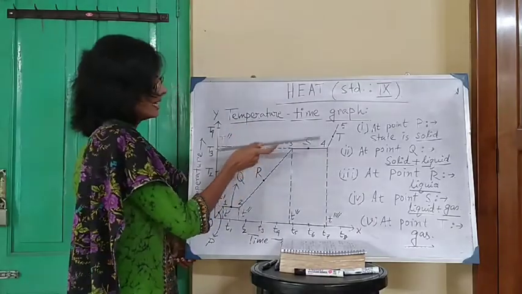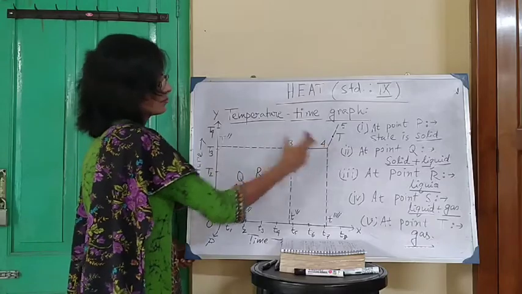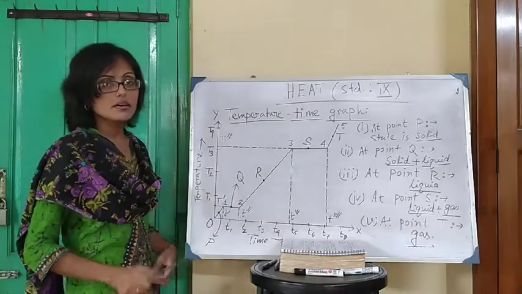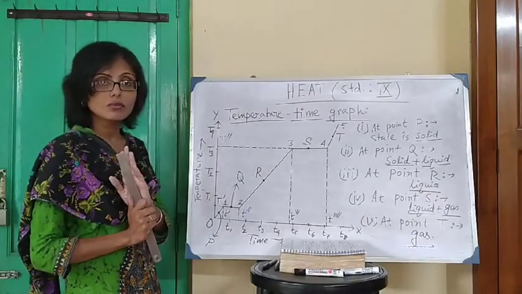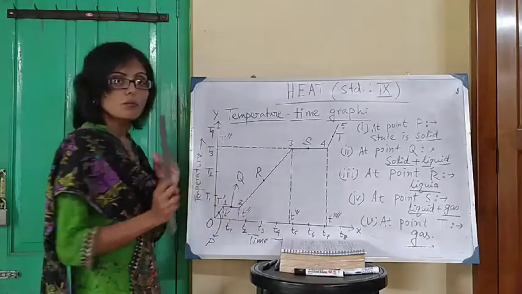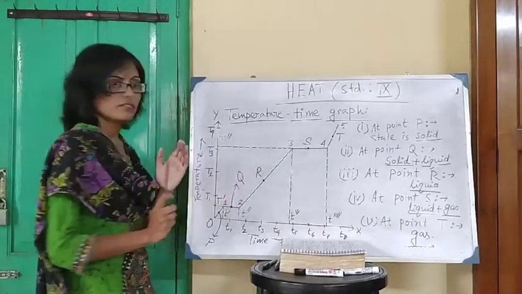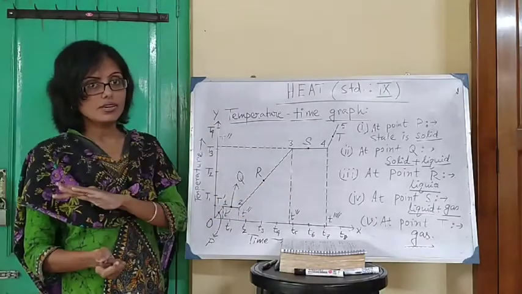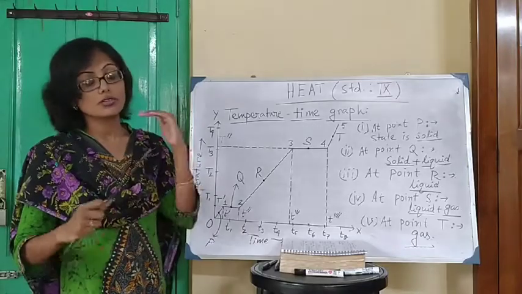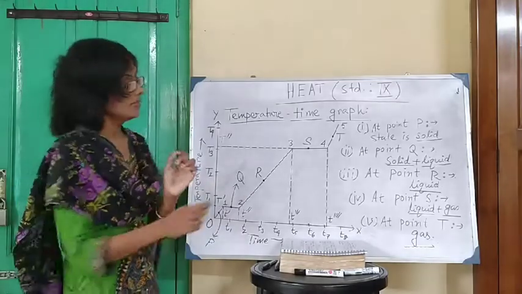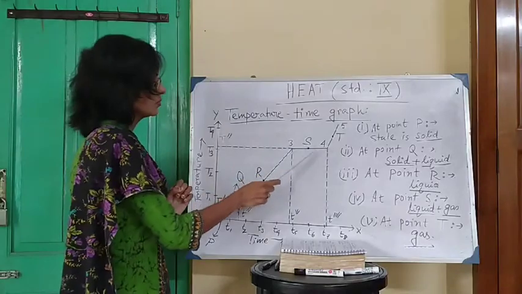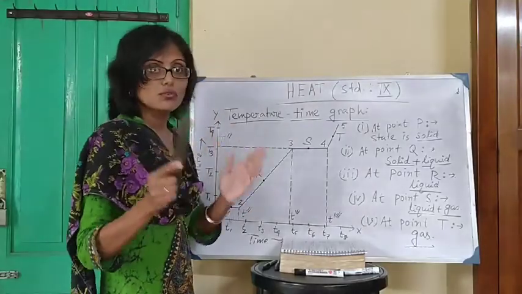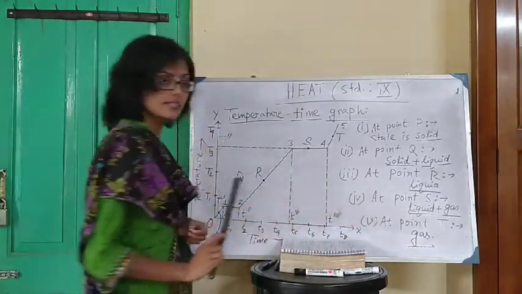Consider a point S on the horizontal line 3, 4. Okay, what is the state of the matter at point S? It is nothing but the mixture of liquid and gas. Why? Because at point 3 boiling starts, and at point 4 the entire liquid turns into gas. That means S is in between 3 and 4. So at point S the state of the matter is liquid plus gas.